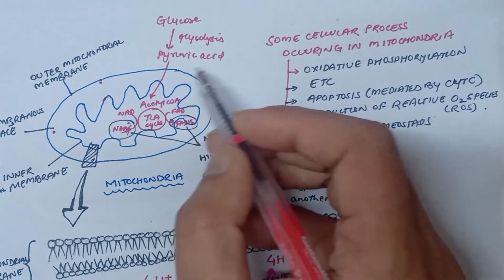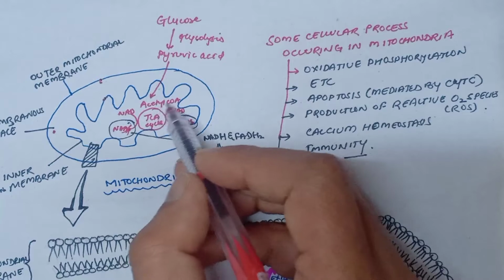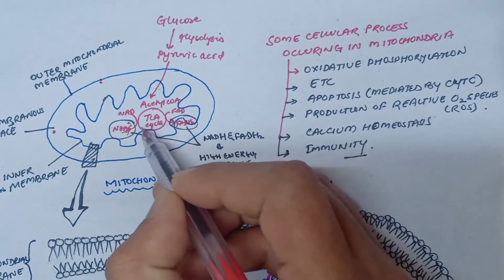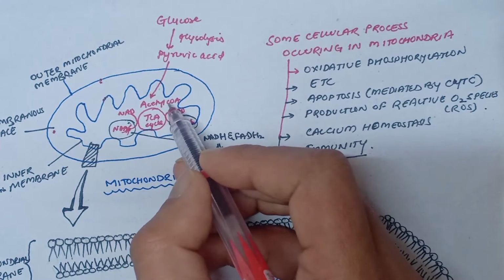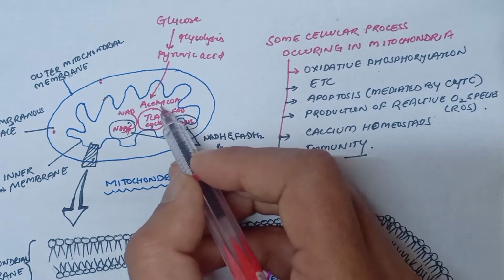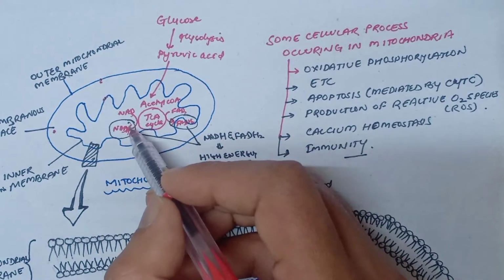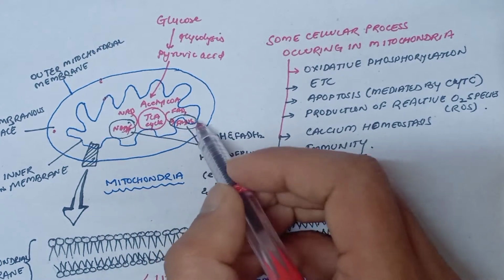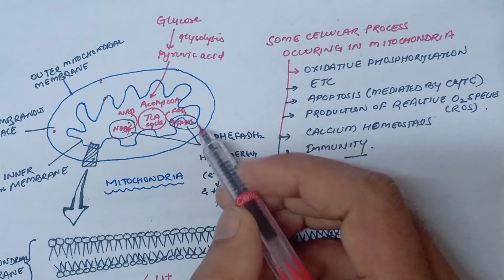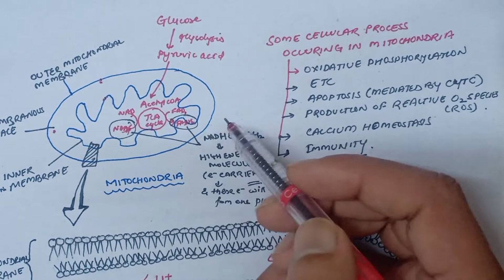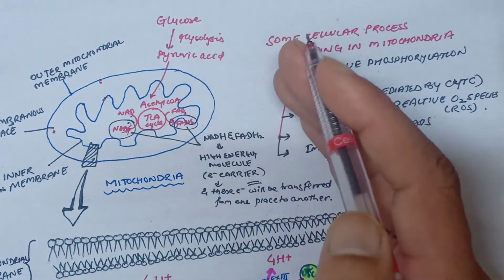And after acetylation of pyruvic acid, it enters into mitochondrial matrix, where acetyl coenzyme A will enter into citric acid cycle or Krebs cycle, and during this process acetyl coenzyme A will be completely oxidized to give two molecules of carbon dioxide, and there will be release of reduced coenzymes like NADH plus H plus and FADH2. So these are reduced coenzymes, and they are high energy molecules, and they are electron carriers, and these electrons will be transferred from one place to another in electron transport chain.